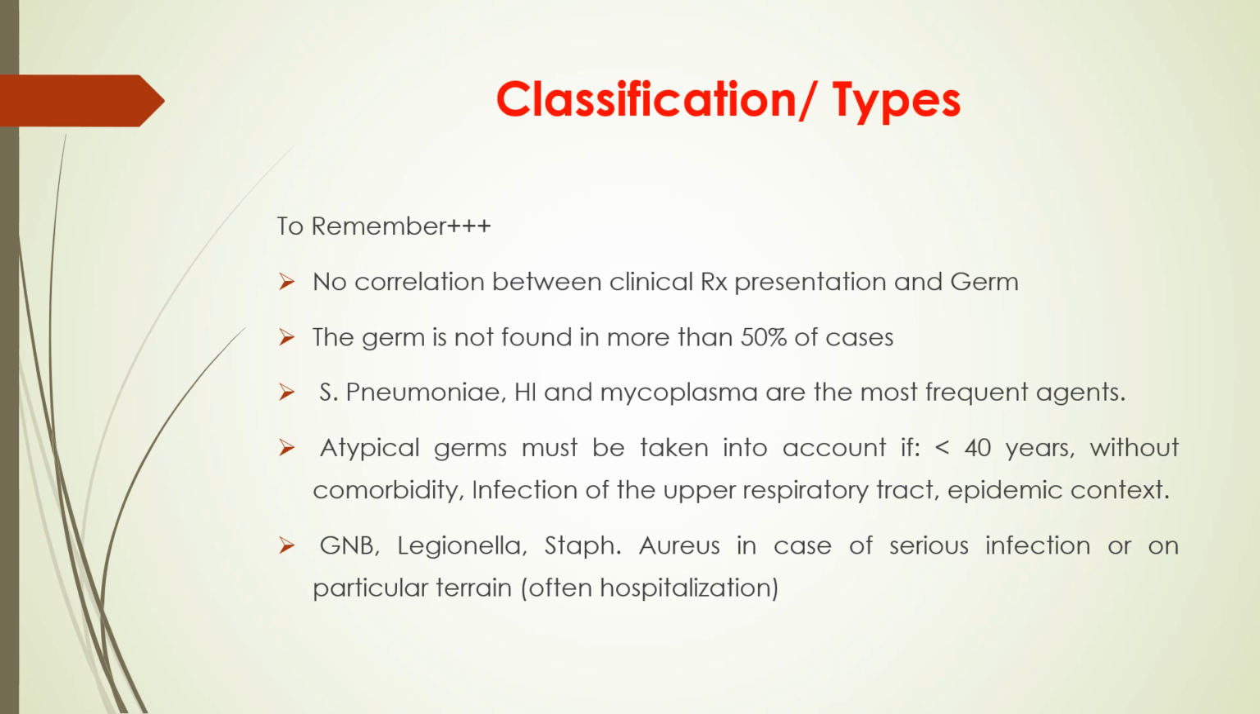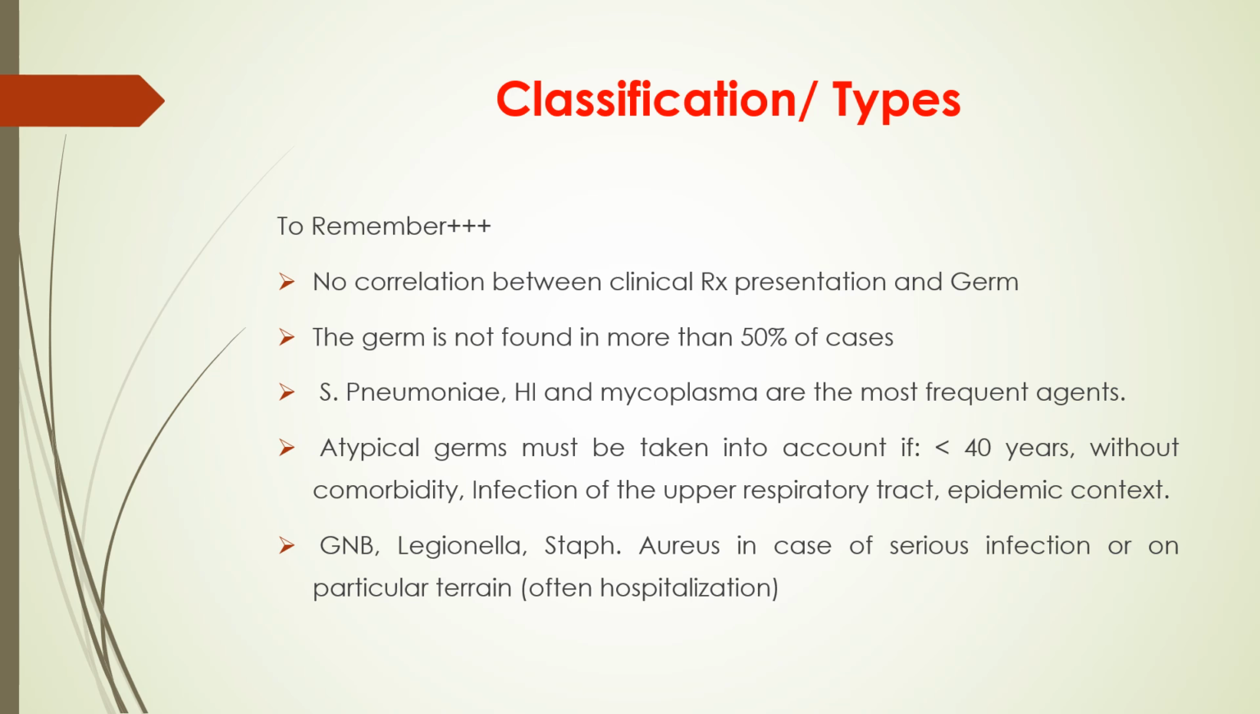So, what we have to remember is that we have no correlation between the clinical presentation, the radiological one, and the germs. And even if we do a lot of bacteriological examinations, we find these germs in less than 50% of the cases. Streptococcus pneumoniae, Haemophilus influenzae, and Mycoplasma are the most frequent agents.